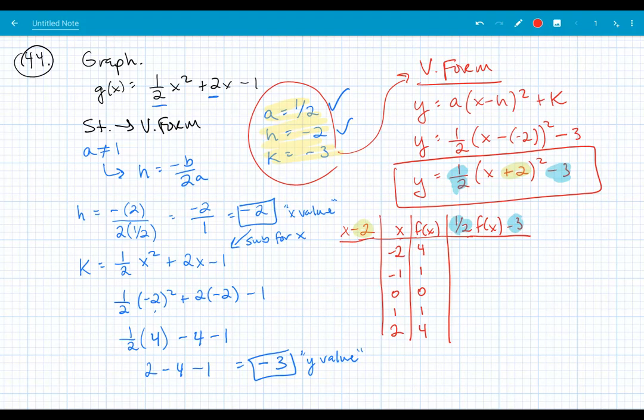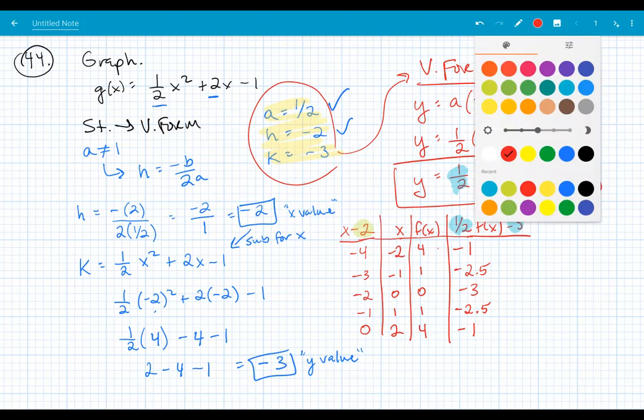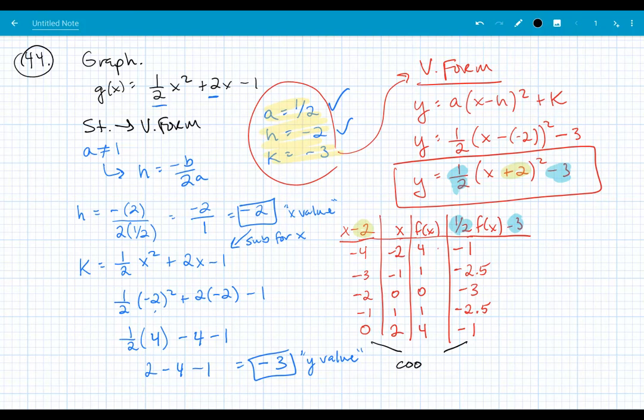So now working this, I'm multiplying every y value by 1/2, or halving it, and then subtracting 3. So 4 times 1/2 is 2, and 2 minus 3 is -1. Half of 1 is 0.5. 0.5 minus 3 is -2.5. Half of 0 is 0, minus 3 is -3, and then the points mirror. My x values, all we're doing is subtracting 2 from them. So -2 minus 2 is -4. Then -3, -2, -1, and then 0. So like I said last time, these are the new coordinates that I'm going to use, or these are my actual coordinates of this equation.